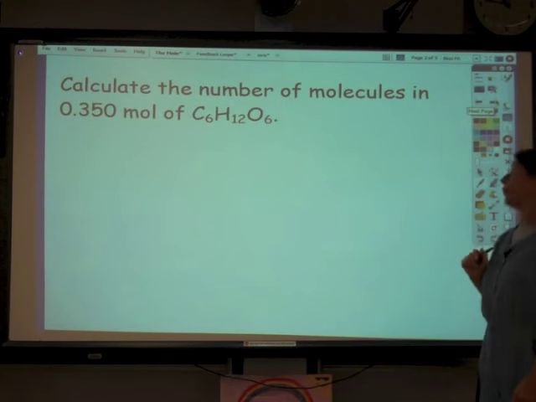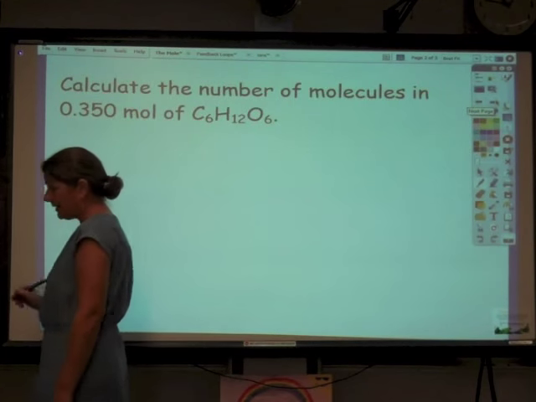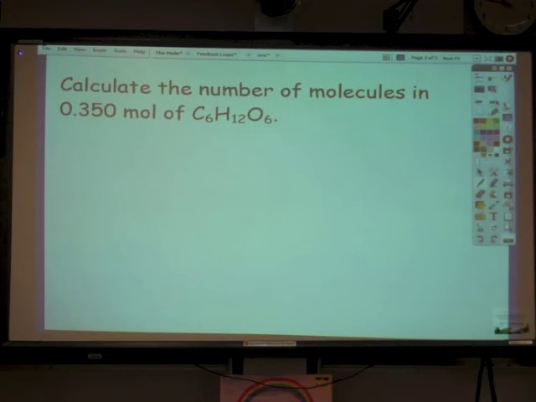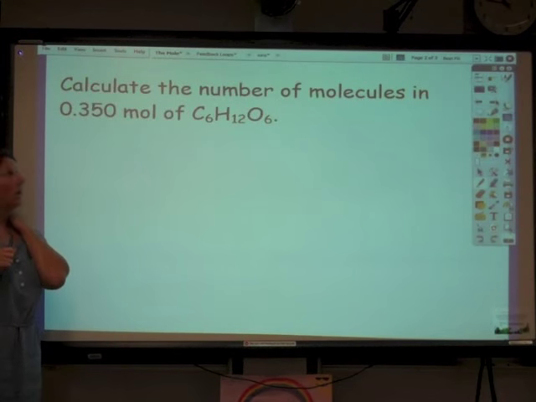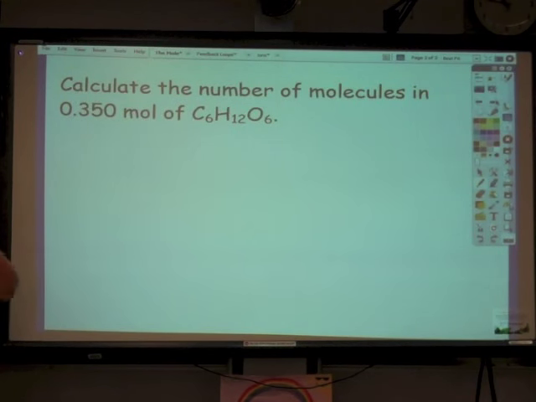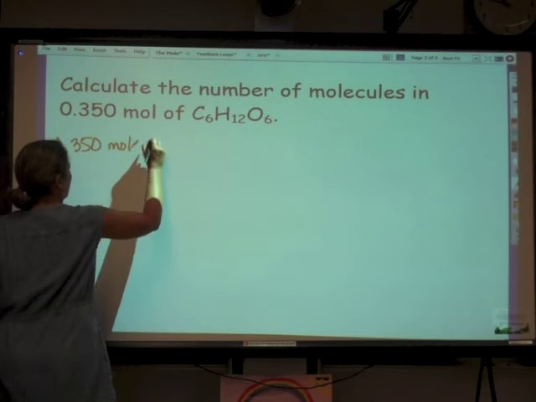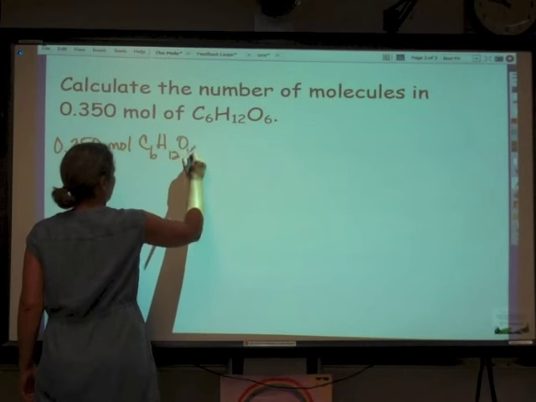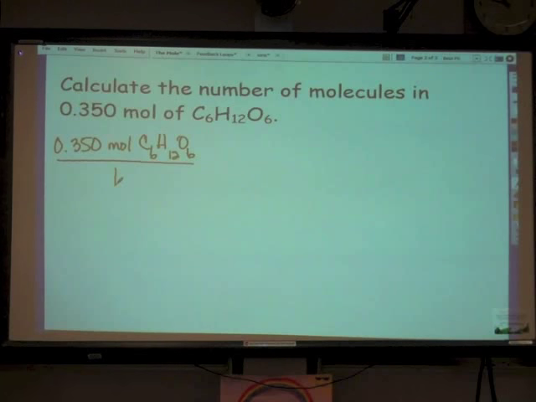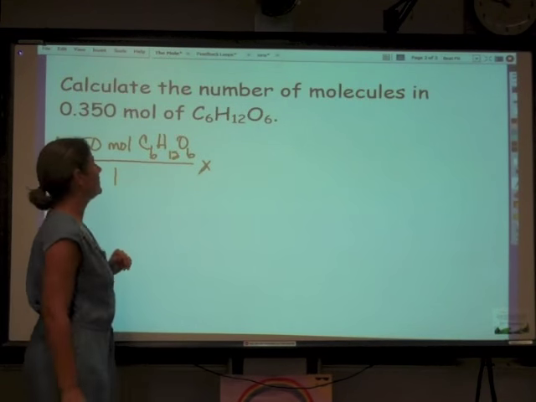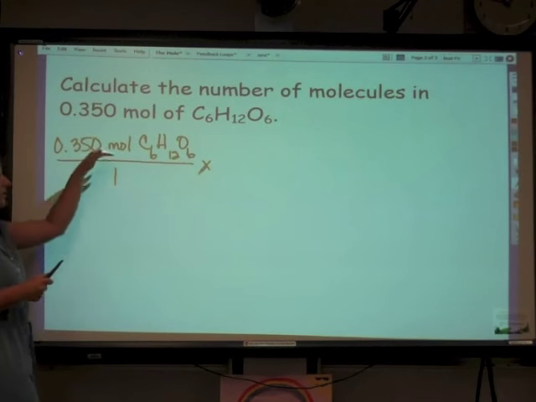So let's do some problems with this. We're going to be doing some dimensional analysis here to solve it. In this problem, we want to know how many molecules there are in 0.350 moles of glucose, C6H12O6. Just like in any dimensional analysis problem, we begin with our given over 1. So we are given 0.350 moles of C6H12O6, and we put that over 1. What we're looking for, our unknown, is how many molecules are in this quantity of glucose.